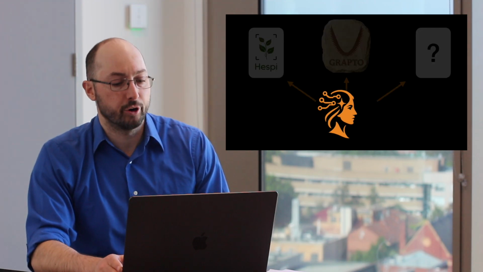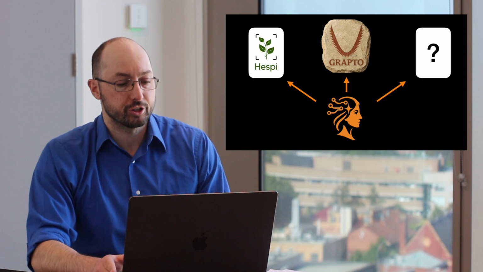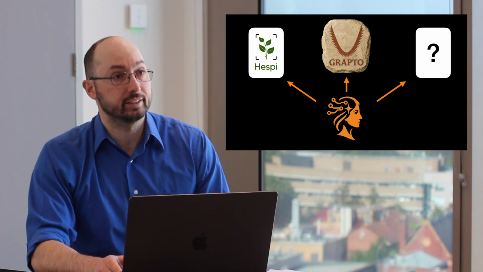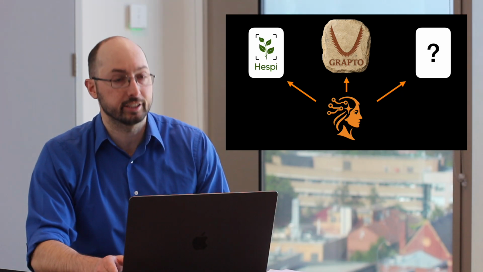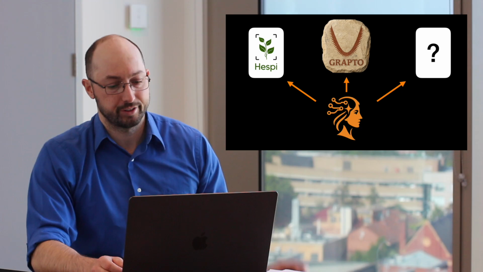Collectra can be the starting point for building any pipeline like HESPI or Grapto. Researchers and curators can take Collectra and build a pipeline from scratch, or they can take an existing Collectra pipeline and customize it for their own collection. Let me talk you through a few of the features.